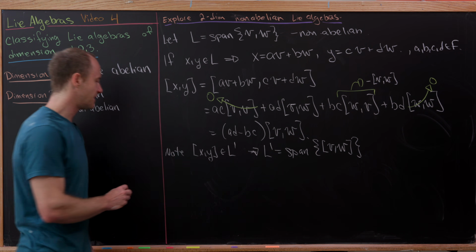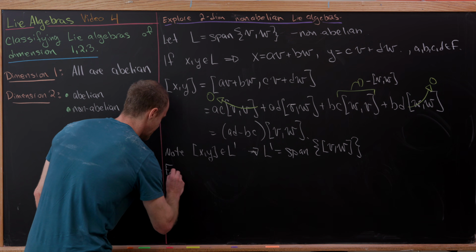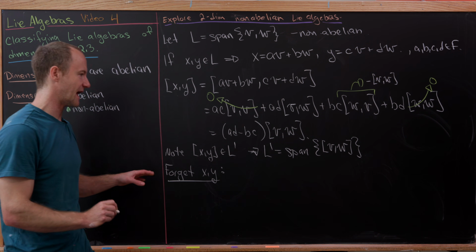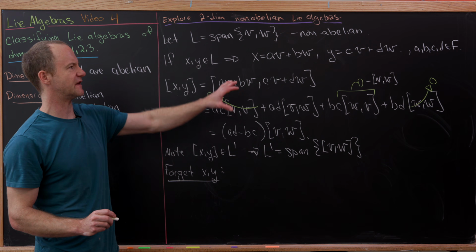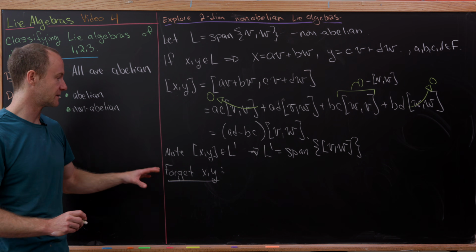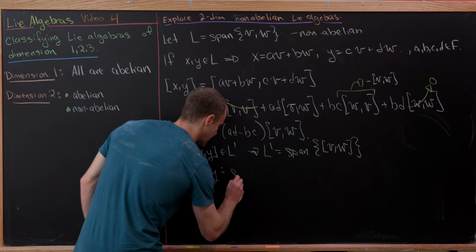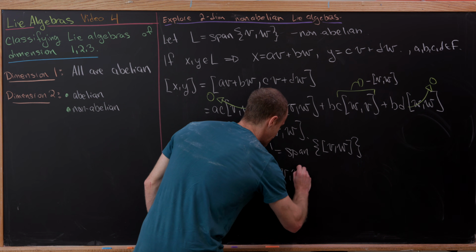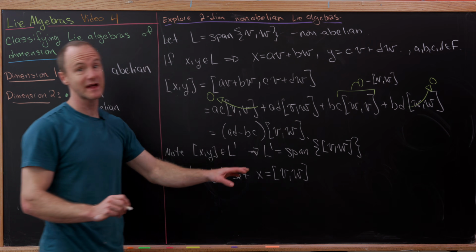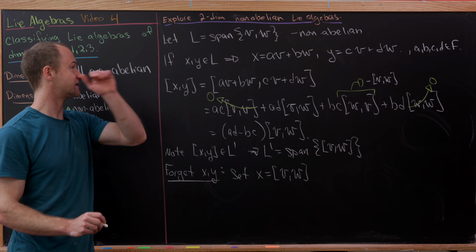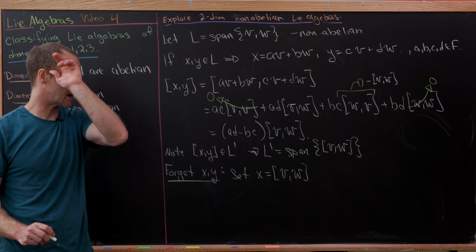Okay, and now at this point we're gonna forget X and Y. And what I mean by forget X and Y, we're just gonna forget that we did this calculation up here. This was just kind of some motivating calculation. And now at this point, we're gonna set X equal to the bracket of V with W. We know that's non-zero, and we know it's non-zero because we've decided this is a non-abelian Lie algebra.